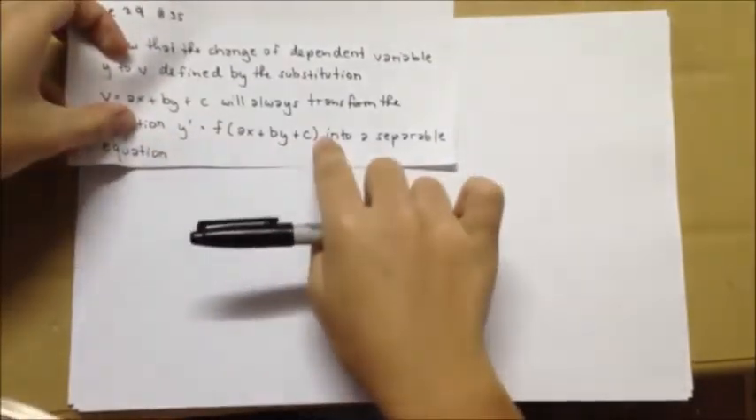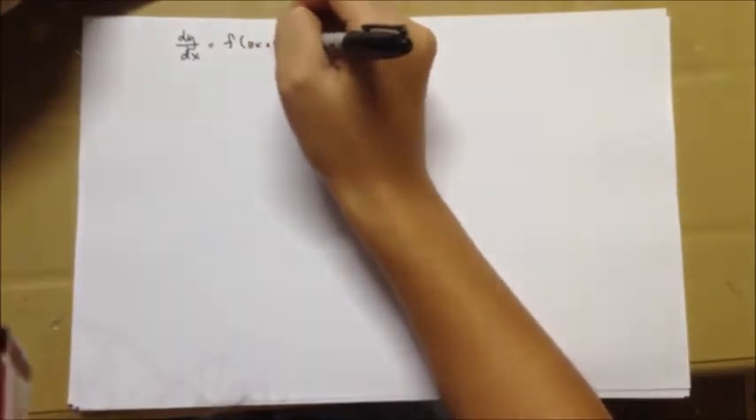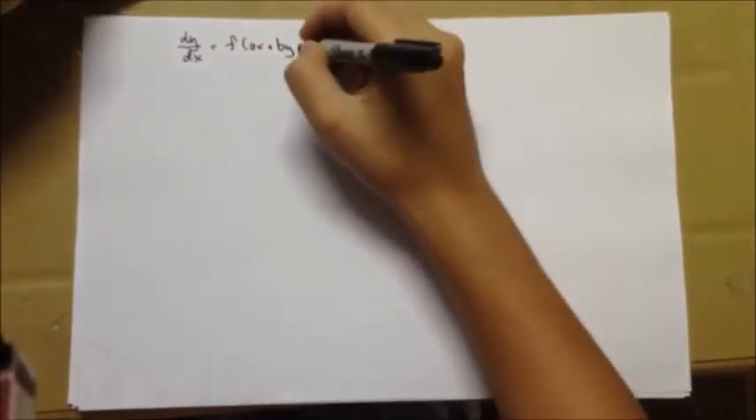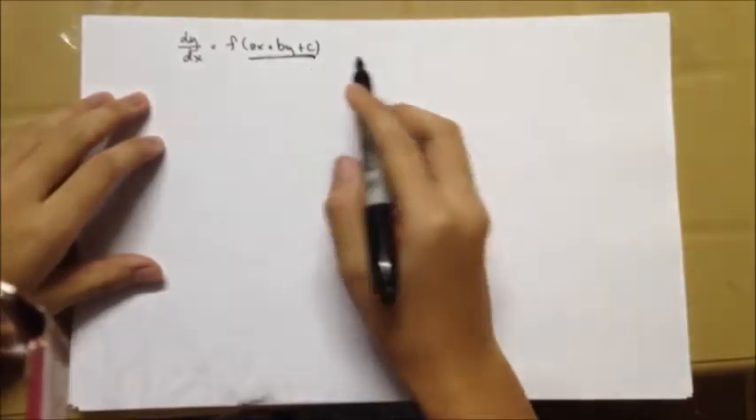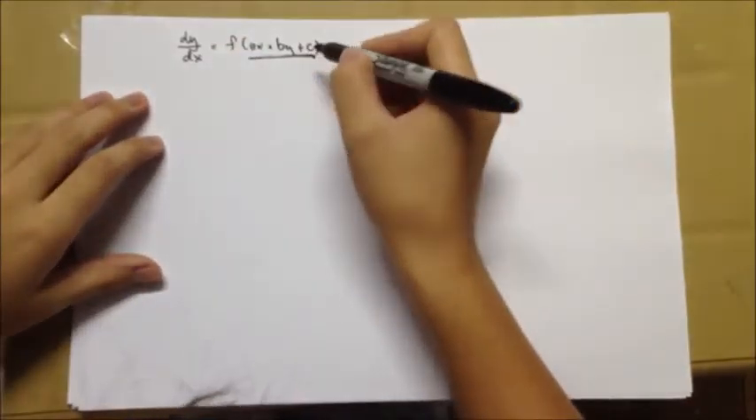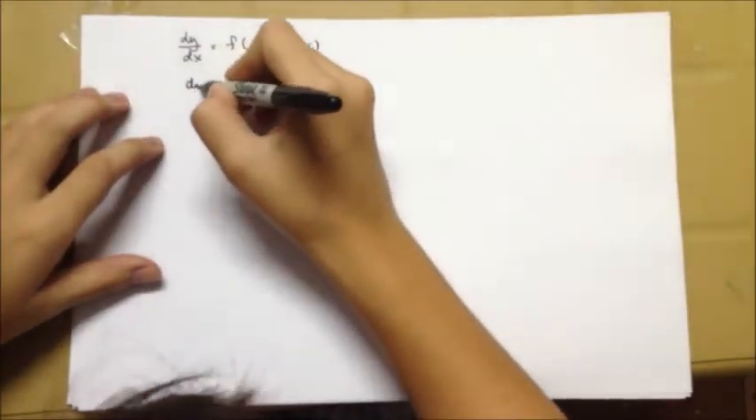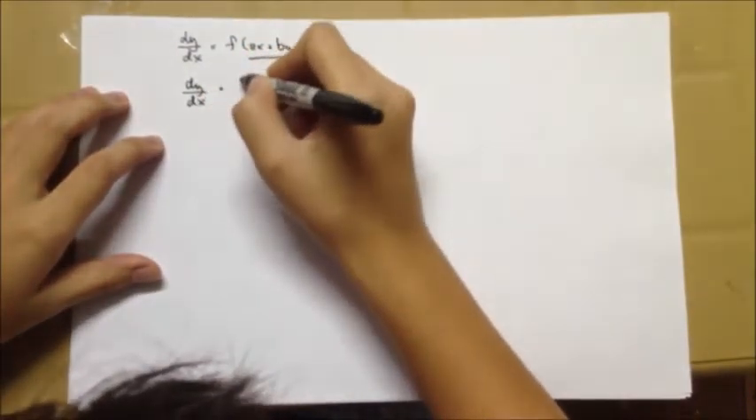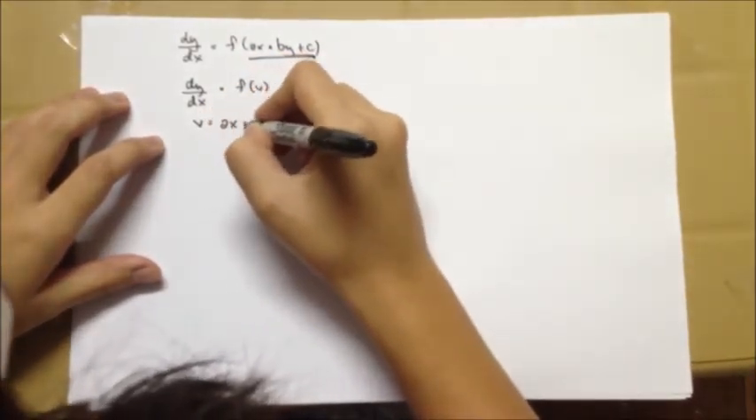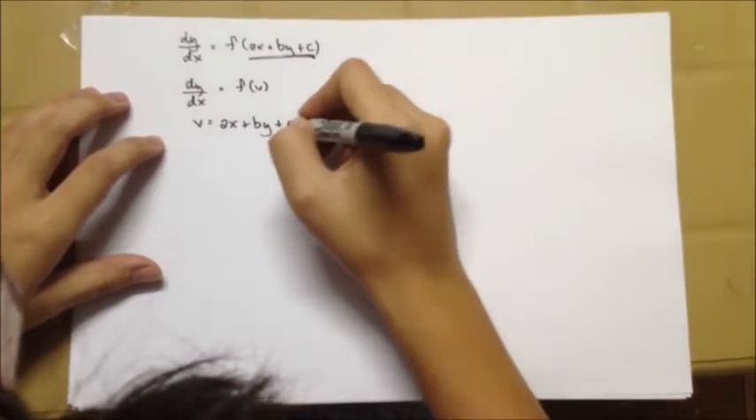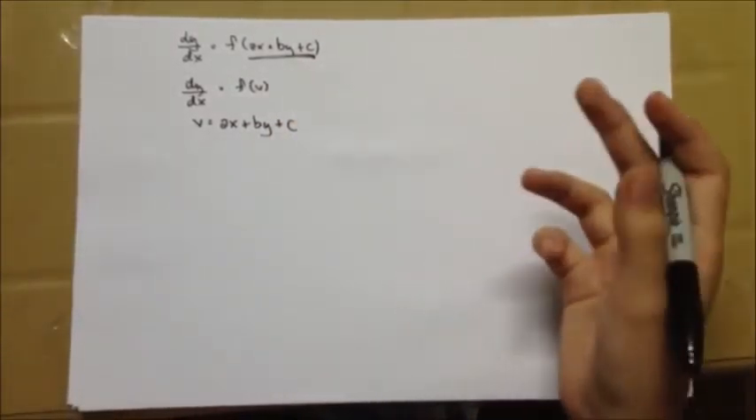So first I'm going to write this equation dy over dx is equal to the function of ax plus by plus c. Now the problem states that if we must substitute this one with v, so we can rewrite this one as dy over dx equal to function of v, where our v is equal to ax plus by plus c. Now, how am I going to convert this into a separable equation?